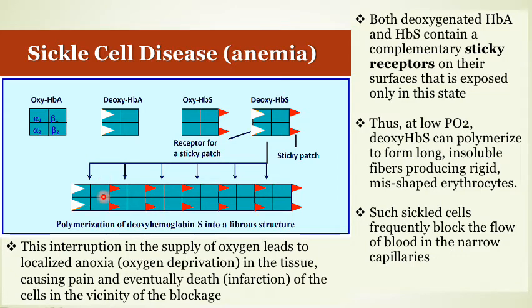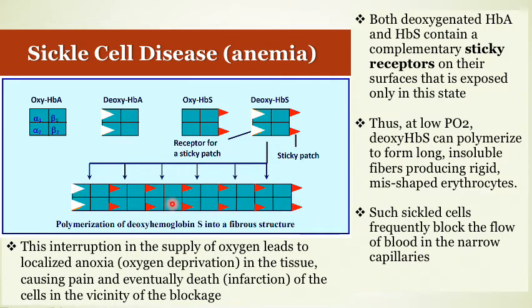The first molecule will bind to the second molecule. The second molecule, which has a sticky patch, will bind to the third molecule in the notch or the receptor. The third molecule has a sticky patch, and will bind to the fourth molecule. The fourth molecule has a sticky patch. It will bind to the fifth molecule and so on. So there is polymerization and formation of a rigid fiber. This rigid fiber leads to sickling of the RBCs.